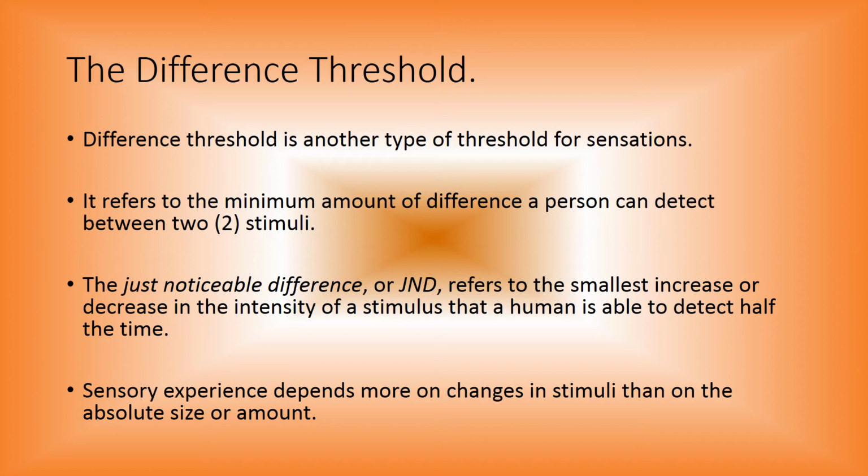Difference threshold is another type of threshold for sensations. It refers to the minimum amount of difference a person can detect between two stimuli. We'll get into this on the next slide. The just noticeable difference, or the JND, refers to the smallest increase or decrease in the intensity of a stimulus that a human is able to detect half the time. So sensory experience depends more on changes in stimuli than on the absolute size or amount.